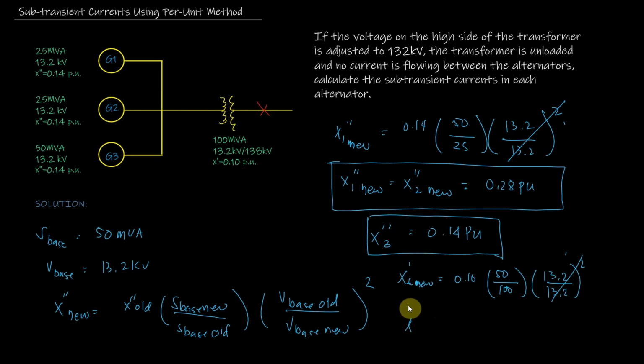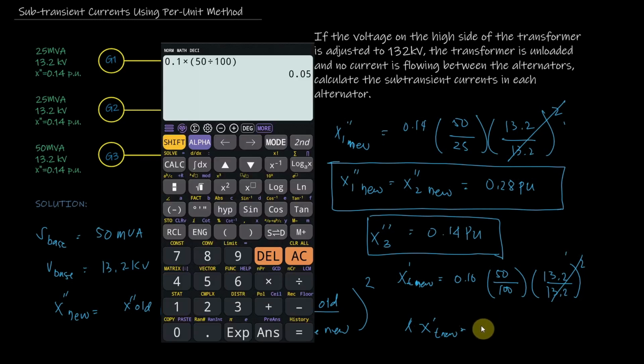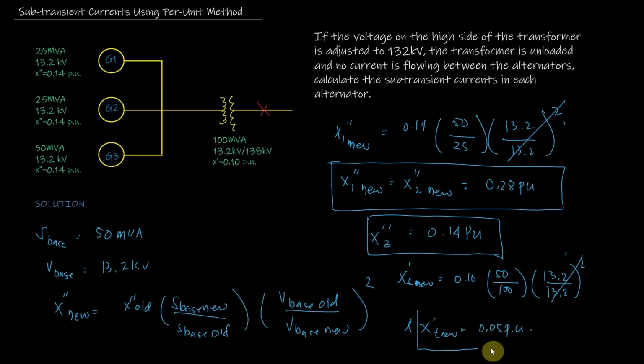So ang ating magiging new sa transient reactance sa transformer is equal to 0.05 per unit. Okay, so ayan yung ating magiging bagong reactance ng transformer base dun sa ating bagong mga base values. Okay, so ngayon na i-convert na natin yung ating mga per unit reactances based on the new base values.